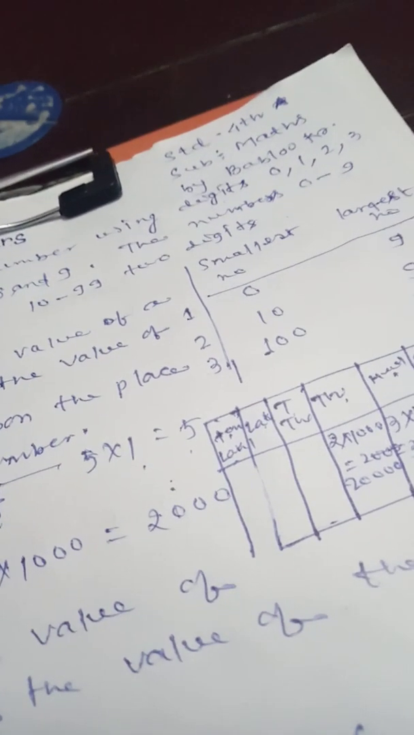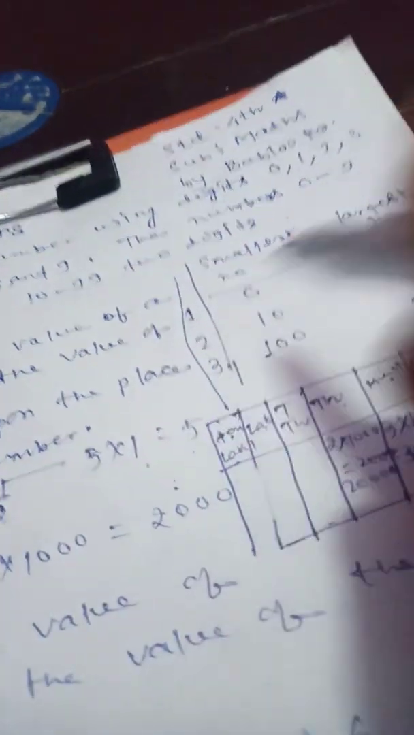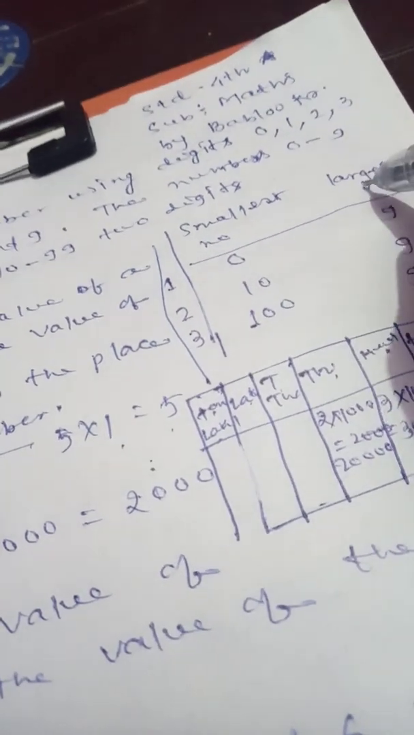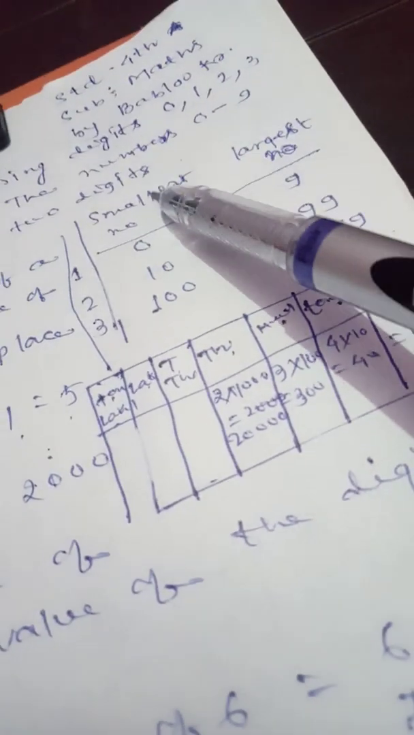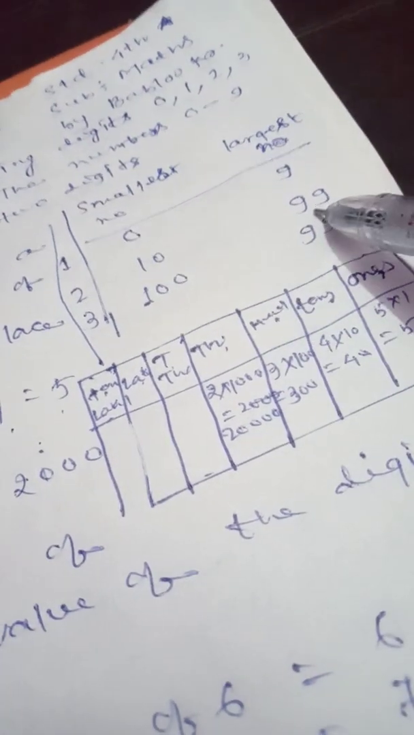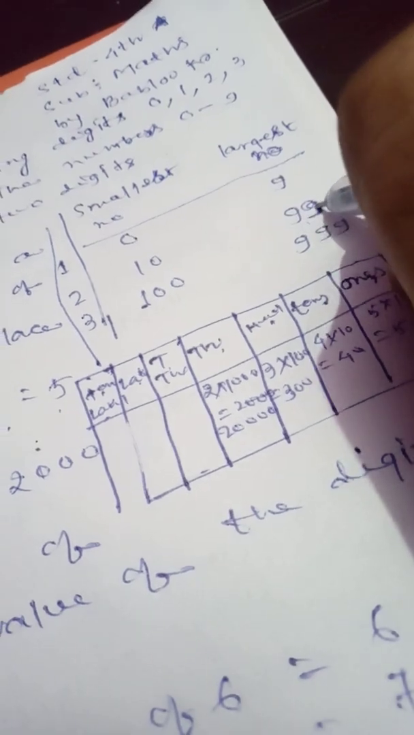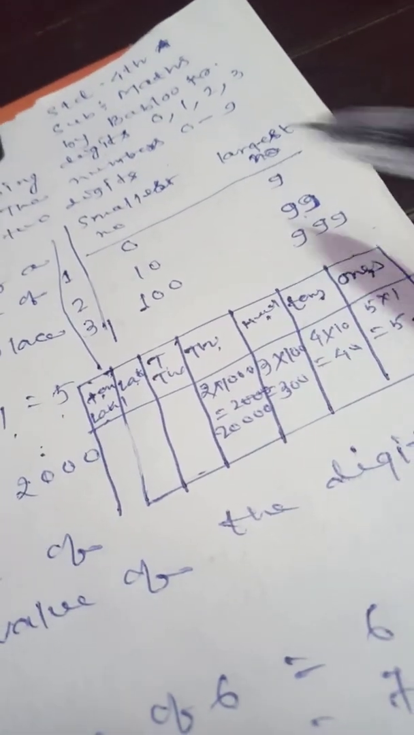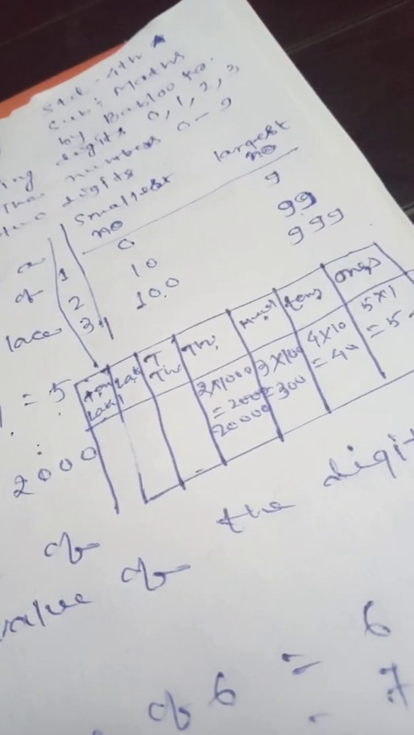it is concluded that the smallest number of one digit is 0, while the largest number of one digit is 9. In the same way, the smallest number of two digits is 10, while the largest number of two digits is 99. The smallest number of three digits is 100, while the largest number of three digits is 999.